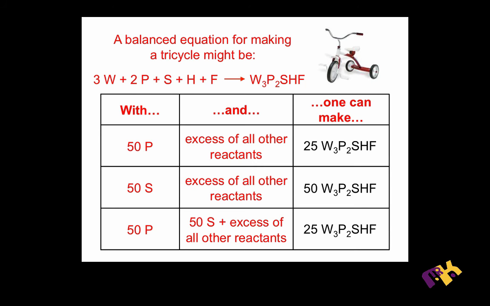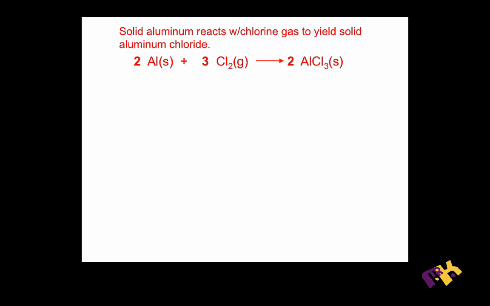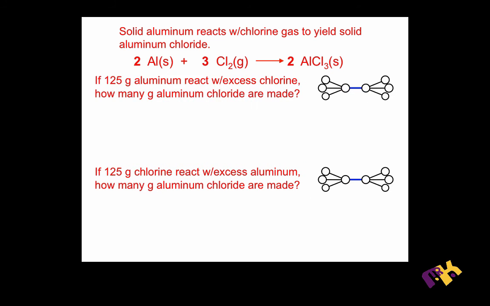But if we push it into an actual chemical process, we have solid aluminum reacting with chlorine gas. So Al solid with chlorine gas, Cl2 gas. And we're going to produce a solid aluminum chloride. We balance this up. It's already given to us balanced.